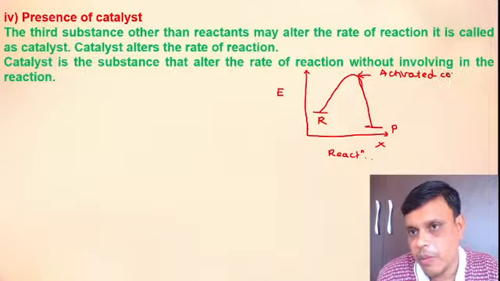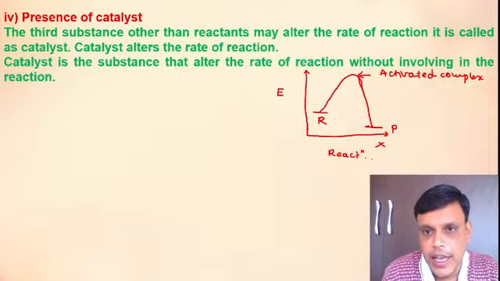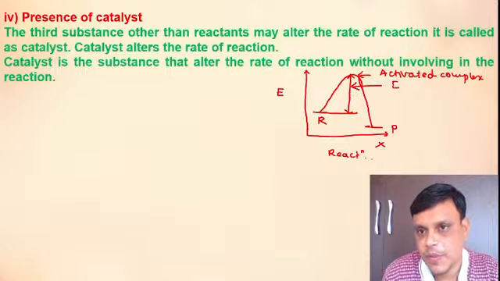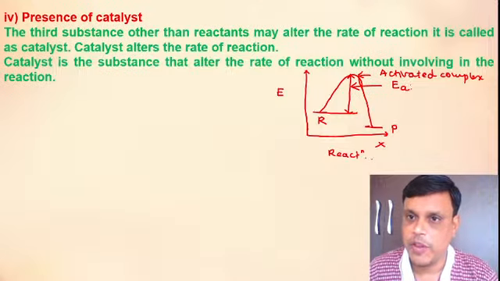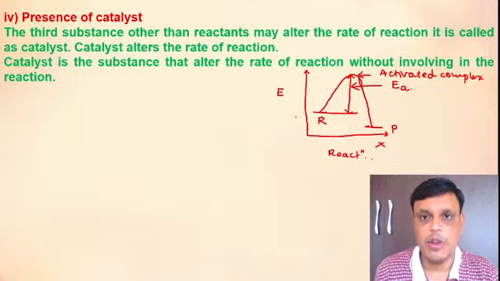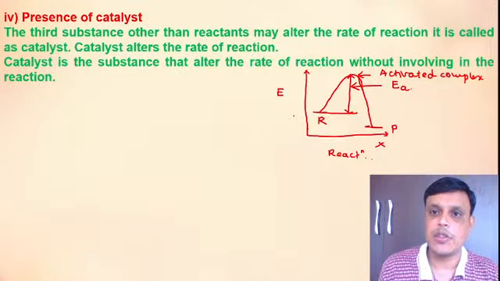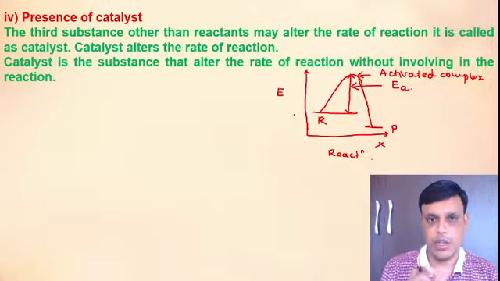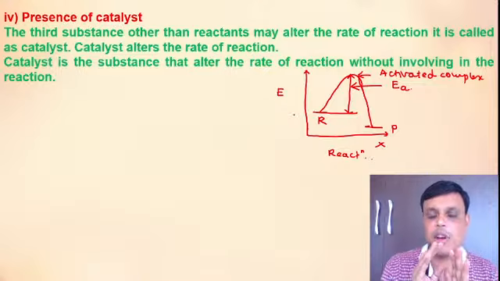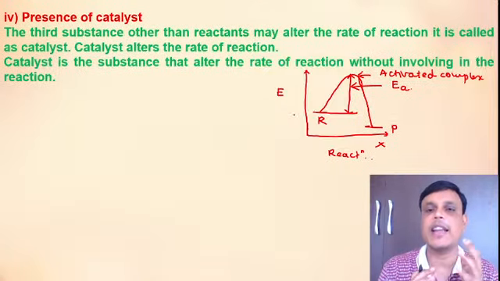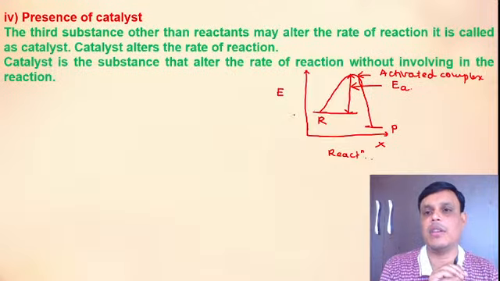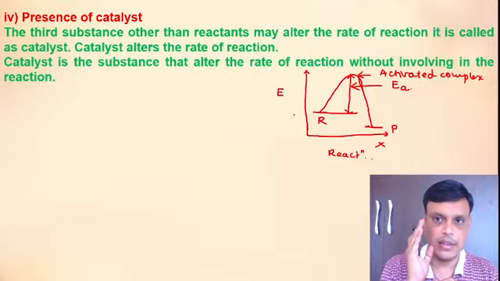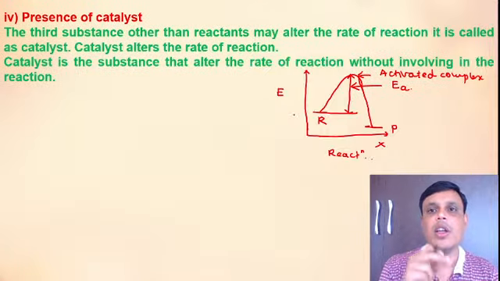The energy between the reactant and the activated complex is called the energy of activation of that particular reaction. So in the presence of a catalyst, what happens? What is the role of a catalyst? The catalyst provides an alternate route, an alternate path for the reaction to form an activated complex, and that alternate path or route is a low energy path.